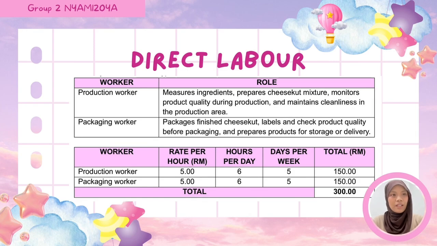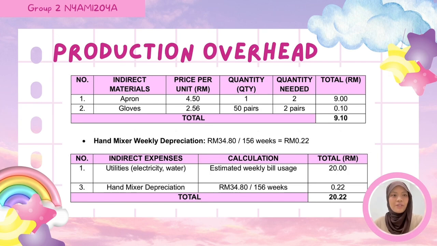For direct labor, our production and packaging personnel operate under the same structured schedule as the muffin line. However, as detailed in our formal job cost card, the direct labor applied to this specific batch is accounted for at RM240. Next, we look at the overhead distribution for the Nestum cheese coat. Our production overheads reflect an identical indirect materials cost of RM9.10 for standard safety gear and a weekly utility allocation of RM20.